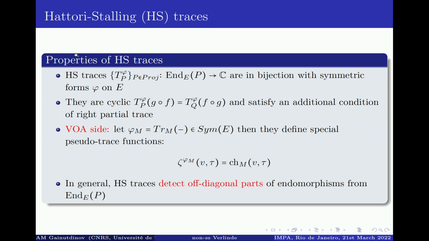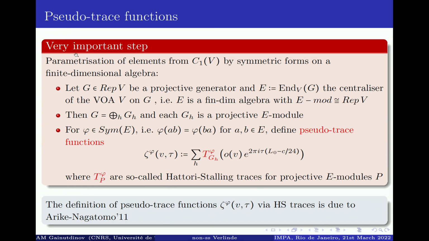So usual trace functions on algebra E define usual characters. But we have much more. In a non-semisimple situation, we have many more symmetric forms. And in general, Hattori-Stallings traces detect the off-diagonal part of endomorphisms of projective objects. That's why they're important, because the characters only detect the diagonal part, sort of, but to detect the off-diagonal part of the action, we need Hattori-Stallings traces. At least in certain situations, they can be explicitly computed, but the point for me is that torus one-point functions we can parameterize by these symmetric forms, via this Hattori-Stallings trace construction.